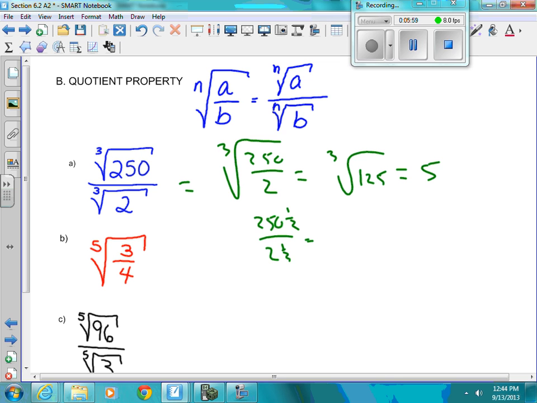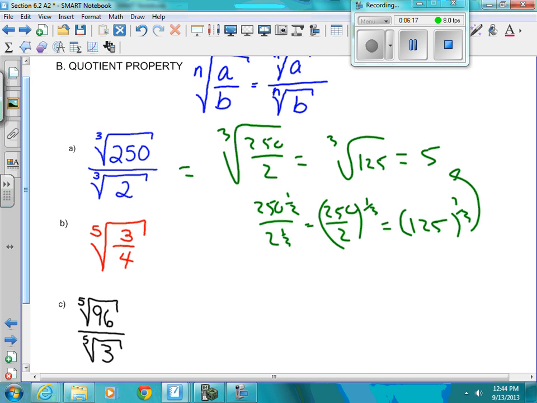I can rewrite that as 250 divided by 2 all to the 1/3 power, which is just 125 to the 1/3 power, which is just 5. So same idea, we're just using it with radical expressions. You could try the remaining two examples if you'd like a little extra practice.